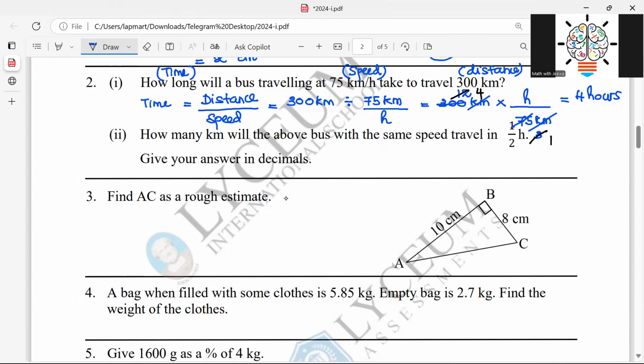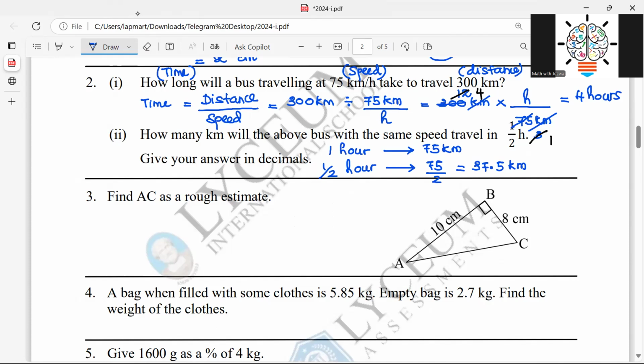How many kilometers will the above bus with the same speed travel in half an hour, right? So then it's simple now. So per hour it goes 75 kilometers, right? If it is half an hour, what we should do, so then that should be 75 divided by 2. So then what will be the answer? It will be 37.5 kilometers, right? You give your answer in decimals.